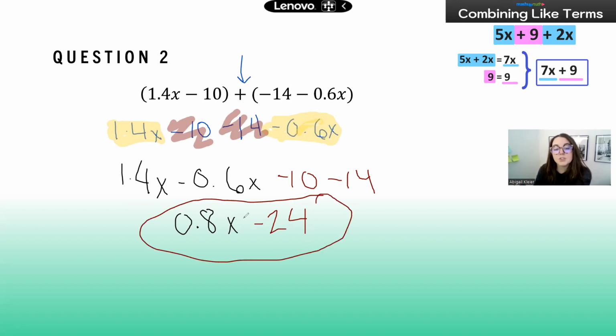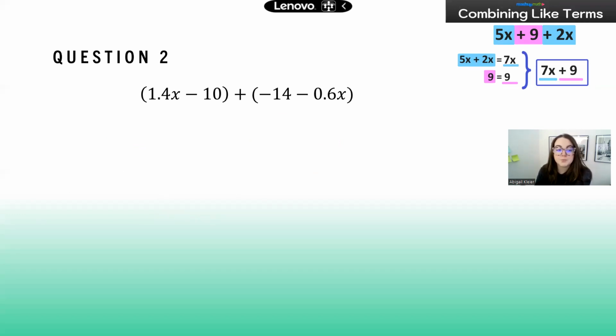There's nothing else I can do with this expression because they are not like terms. One term has an x, one term does not. So there's nothing further I can do. This would be my final answer. These notes will help you with question 2 on your spiral review number 2.